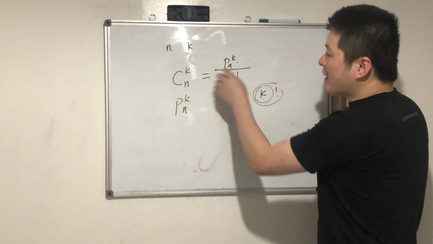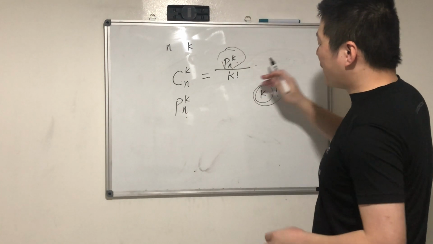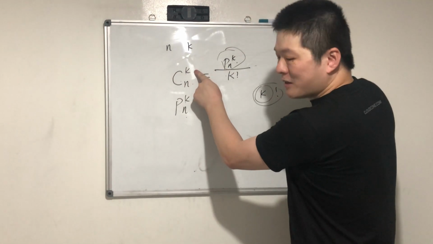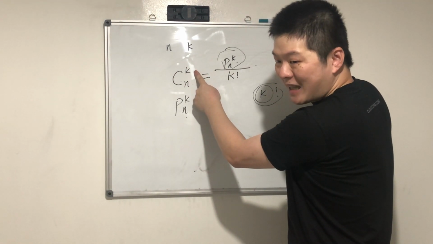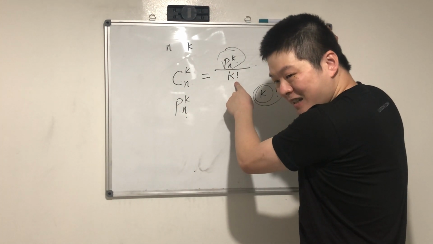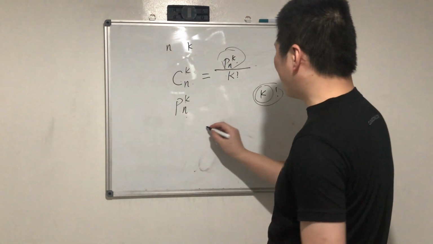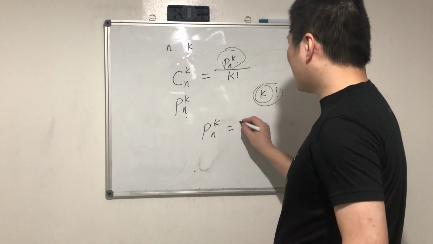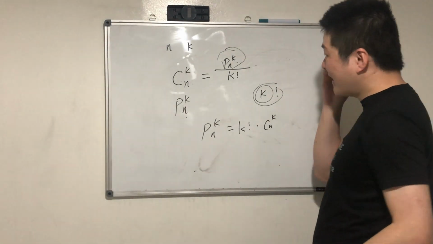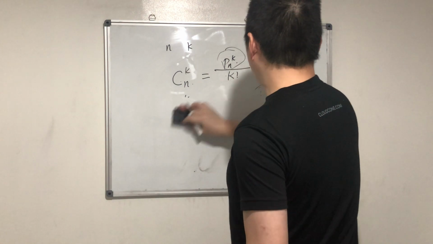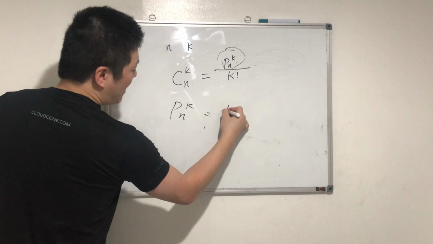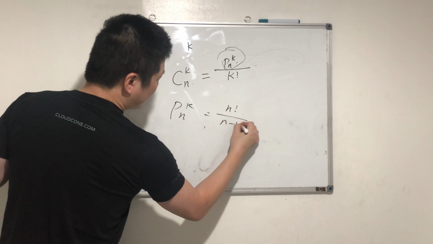We can do it the other way. Look, first of all, we pick k items, but we don't care about orders, right? And how many orders for k items? K factorial, yeah? And then you multiply it. So you can do it this way: P n k equals k factorial times C n k, right? It's the same thing. So P n k equals n factorial divided by n minus k factorial.